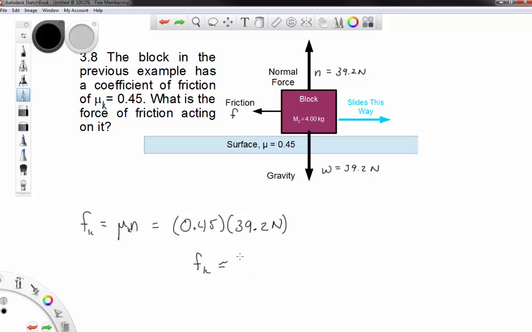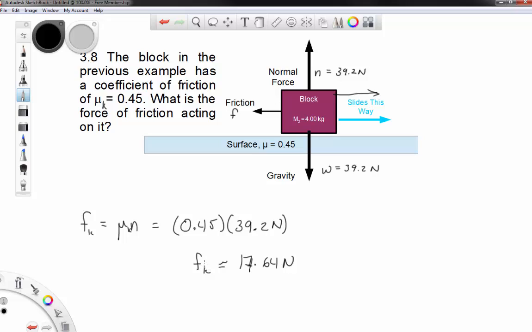So what that means is that you would need 17.64 newtons of force that you're applying to this block in this direction in order to counteract the force of friction pulling in this direction. In other words, if you wanted to make this block move at a constant speed along this surface, you'd need to put a horizontal force of 17.64 newtons on it.